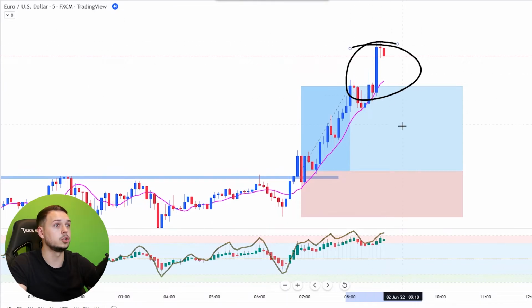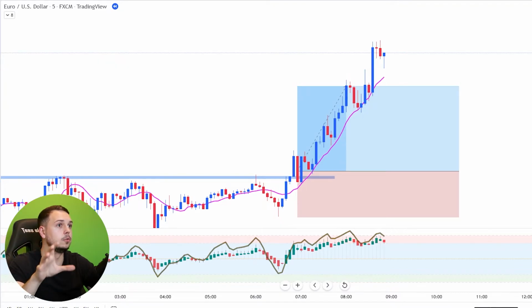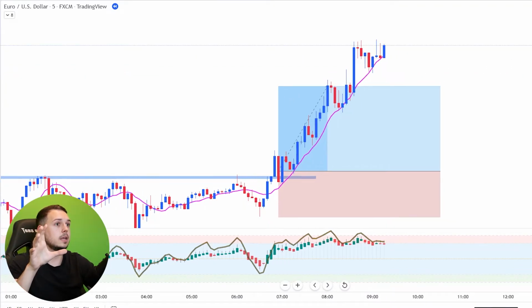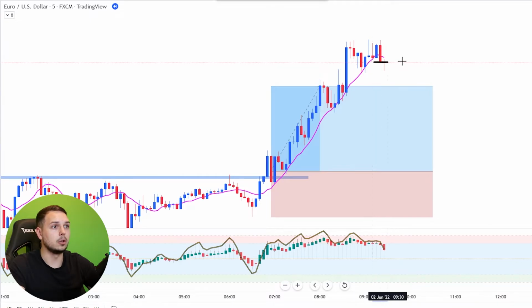Look at this, a nice pushing candlestick, once again a bullish engulfing candlestick. That's a great move towards the upside. Look at this, it carries on moving up, and we get a closure over here.